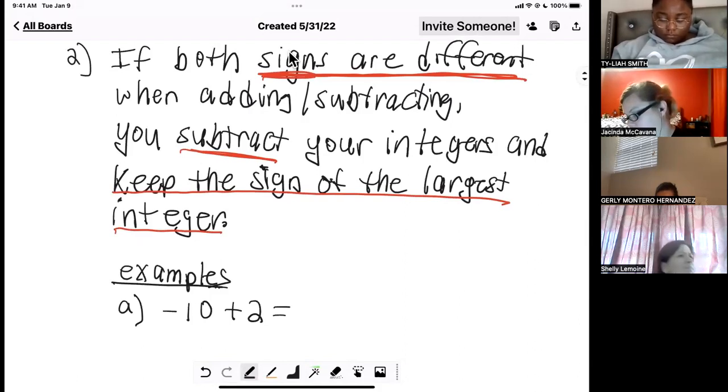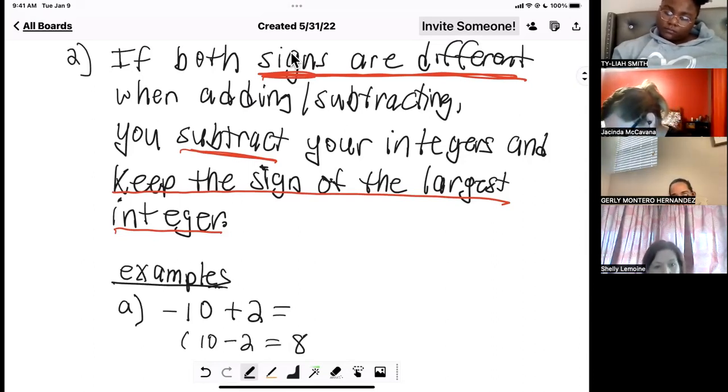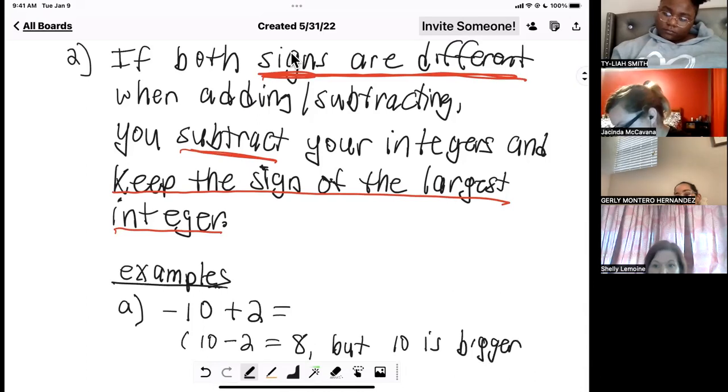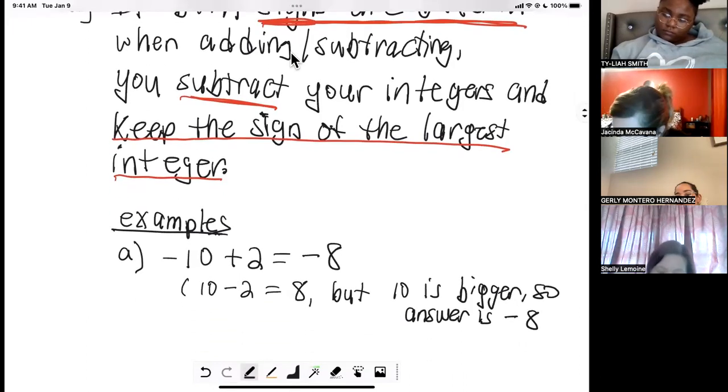First example, -10 plus 2. You look at the 10, it's negative, and the 2 is positive. There's a plus sign, so we're going to subtract them. I'm going to write this down when I'm thinking in my head. Okay, 10 minus 2 is equal to 8. But 10 is bigger, so the answer is negative 8. That's what I'm thinking in my head.